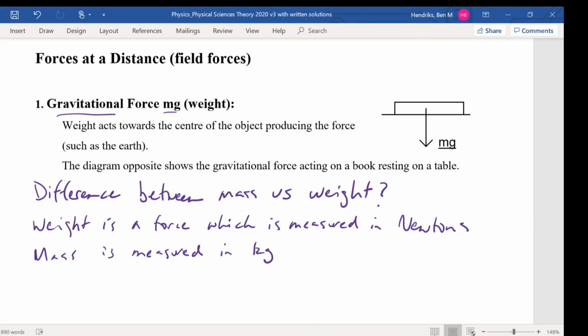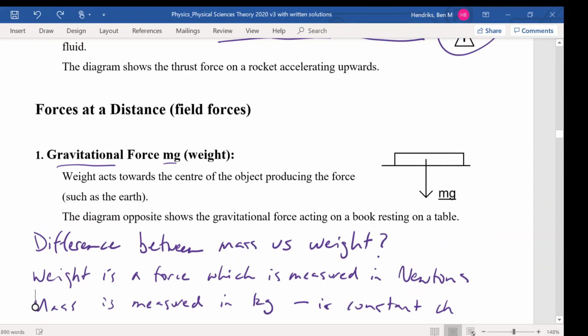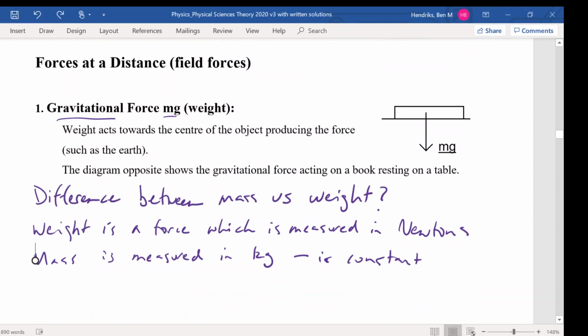Okay, so what scales actually do when you measure your mass is they convert the weight force, and they give you a readout in kilograms. So they convert the weight force into a unit of mass. But the thing about mass is it is constant. It does not change. So your mass is constant, but your weight can actually change.